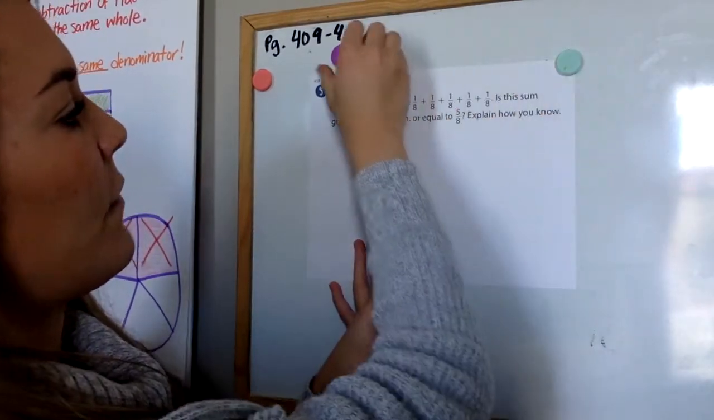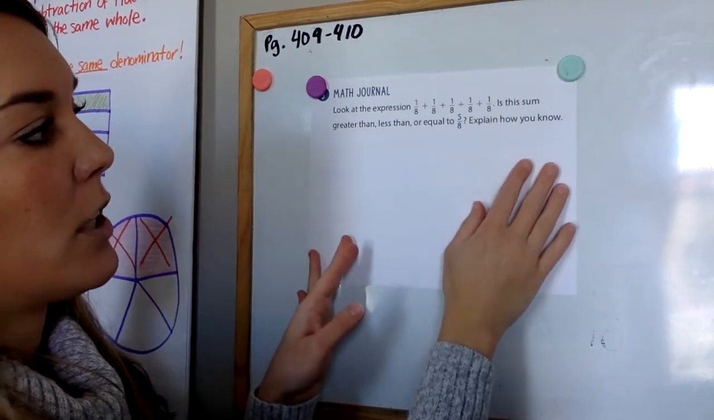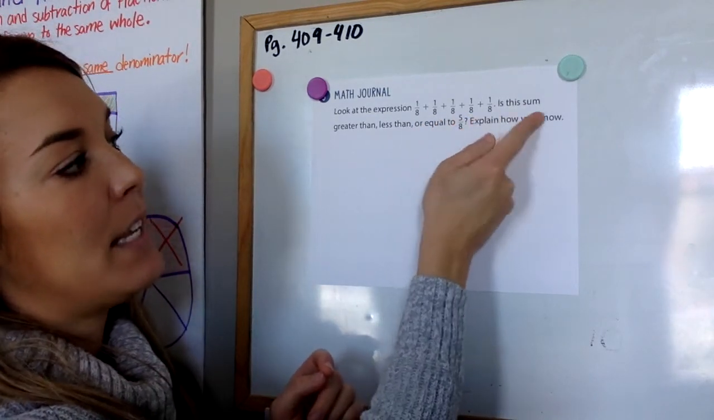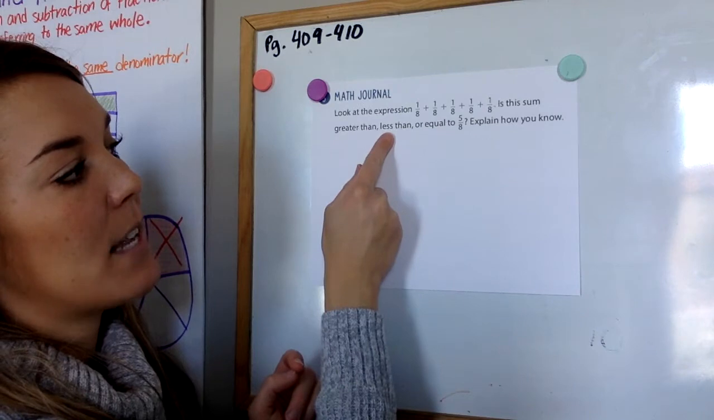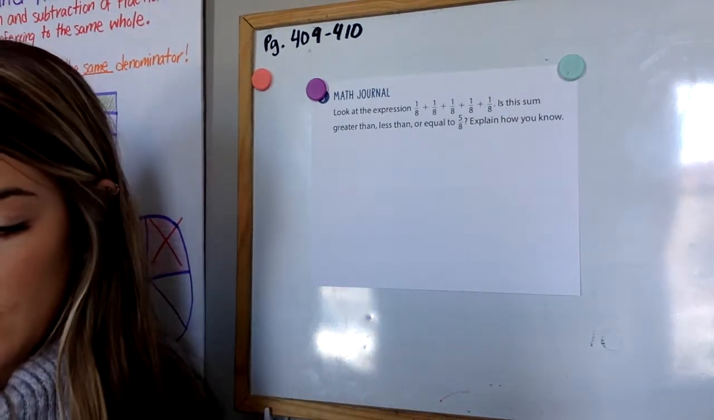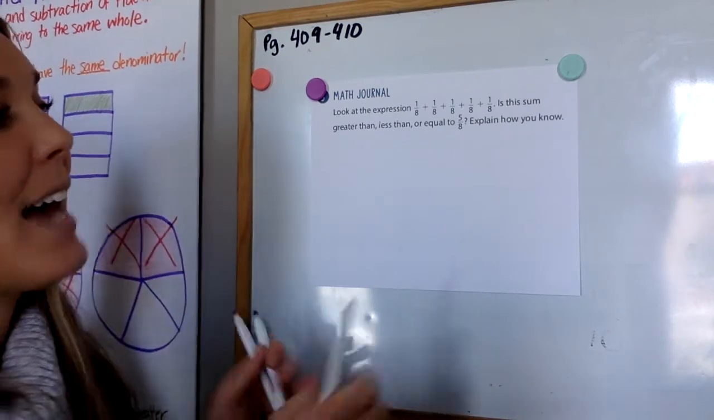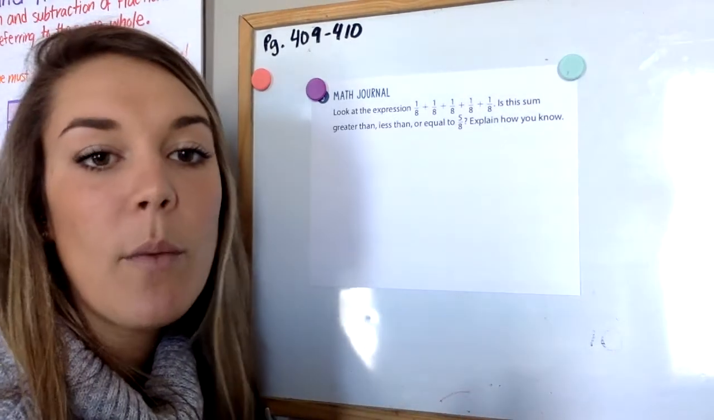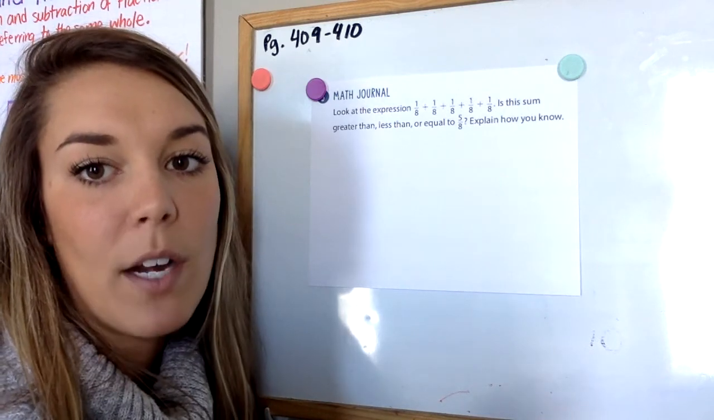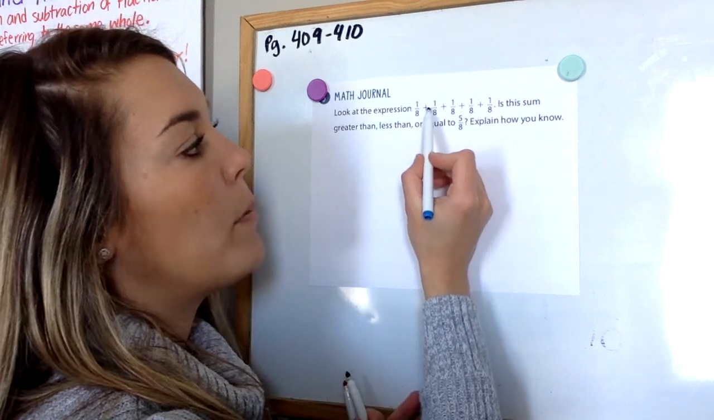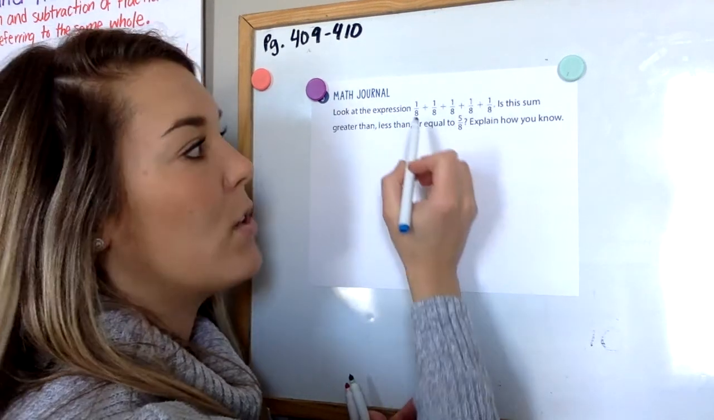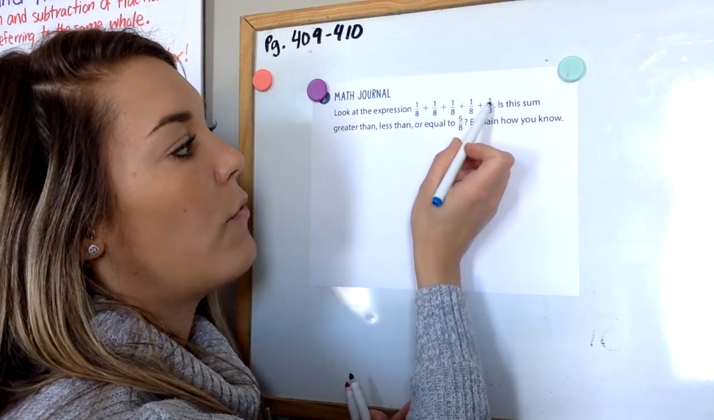All right. Number 5 says, look at the expression 1/8 plus 1/8 plus 1/8 plus 1/8 plus 1/8. Is this sum greater than, less than, or equal to 5/8? Okay? So we need to add all 5 of these fractions. It's not that hard, boys and girls, because they have the same denominator, so now we just have to add the numerator. What is 1 plus 1 plus 1 plus 1 plus 1? Well, how many 1s are there? 1, 2, 3, 4, 5.